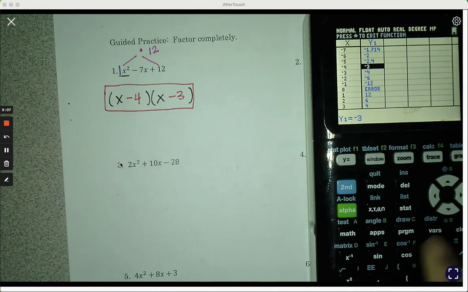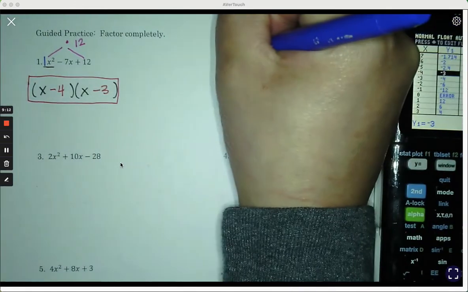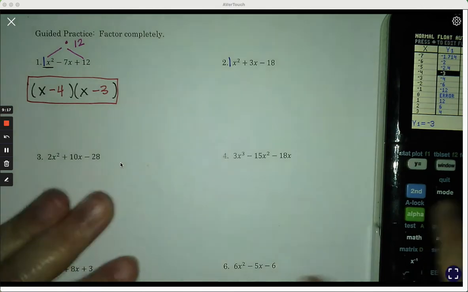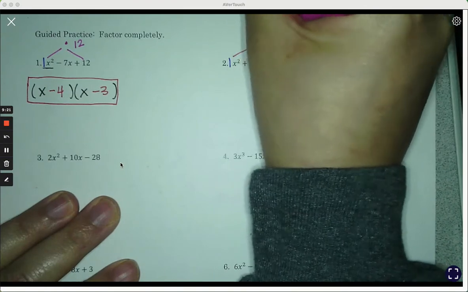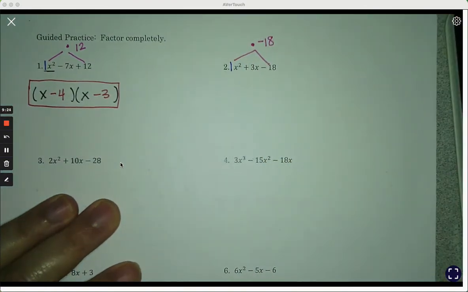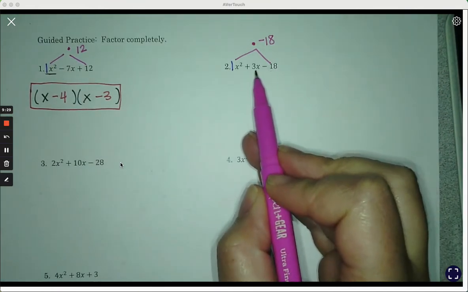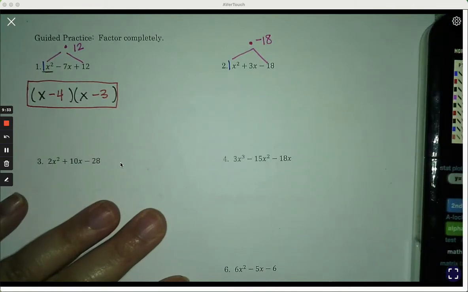Okay, so let's look at number 2. Same idea. I have an imaginary 1 here, so let's go ahead and find my magic number. So negative 18. The last number is negative, so I'm looking for opposite signs. I'm going to do the same thing: y equals, negative 18 divided by x. And once again, I'm going to look at the table.